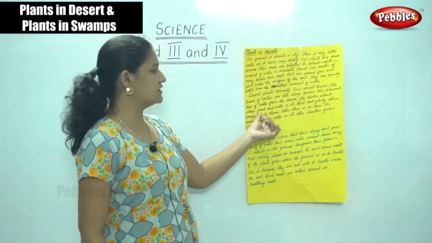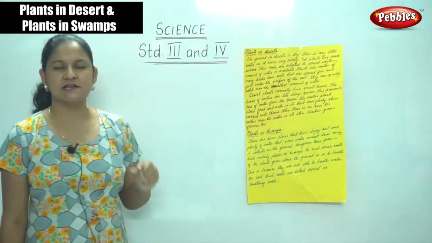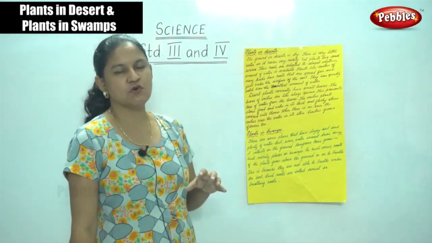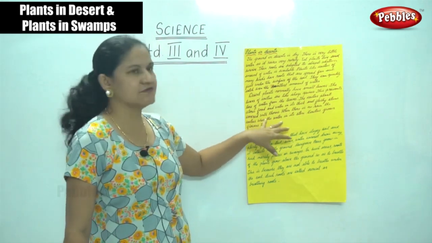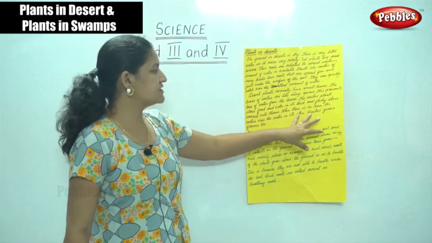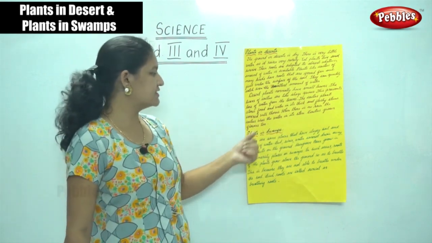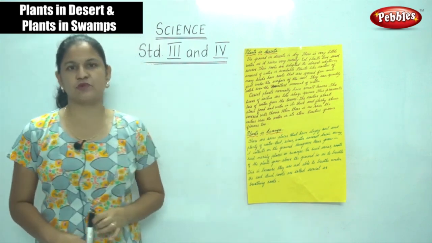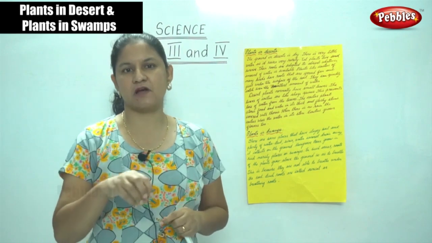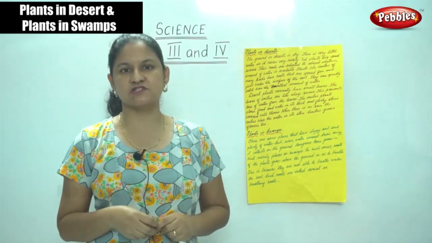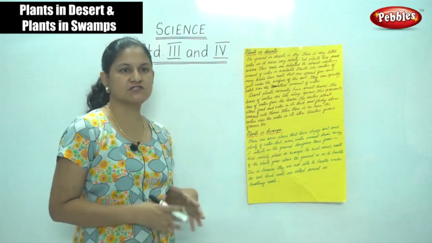The cactus plant stores food and water in its thick and fleshy stem, covered with thorns. When there is no rain, the cactus uses the water in its stem. Cactus grows flowers too. So in case there is no rain, the cactus uses the water that is already stored in its stem, and cactuses have flowers too.